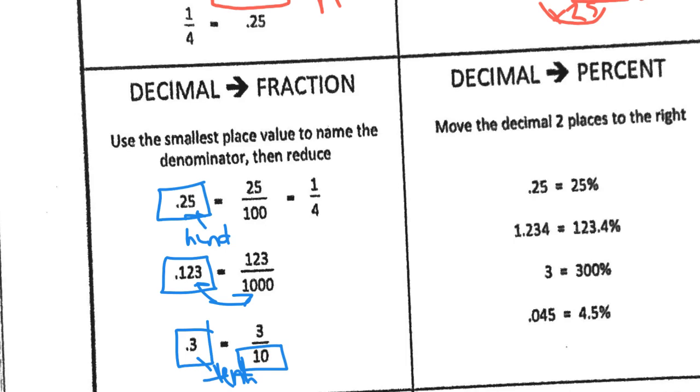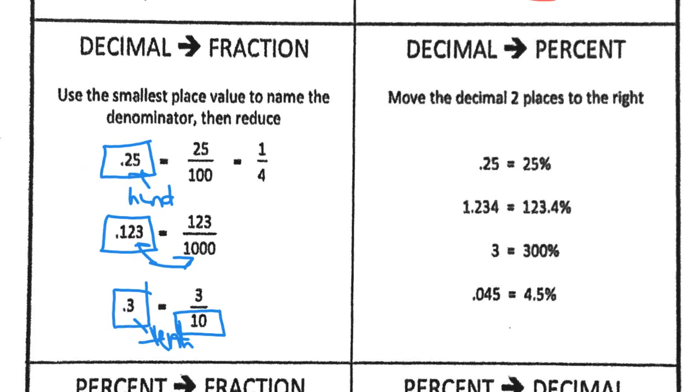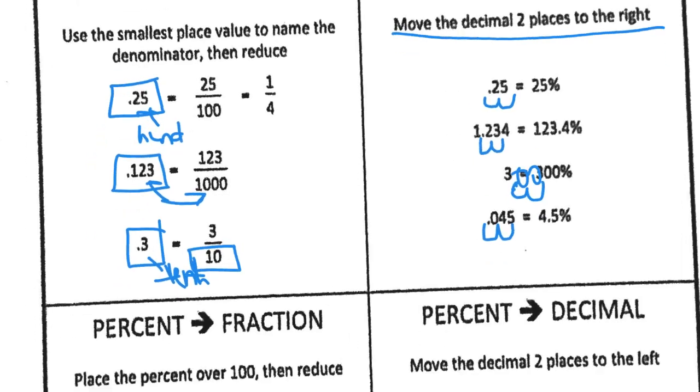Now over here, this one is a little bit easier. In order to go from decimal to percent, all you do is you move the decimal 2 places to the right. So you'll notice we just did 2 hops for each of these, and wherever it landed was the new percent. This one, it had 3, and so we know even though it doesn't have a decimal, it's after, right, in a whole number. So then they did 2 hops, and that's how they got 300. This one ended up between the 4 and the 5, so it's 4.5%. So 2 hops no matter what.